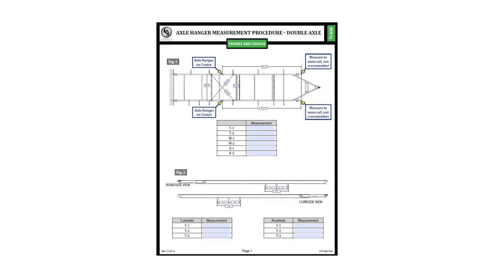Please accompany document TI-58 with clear pictures of all points of issue. Be sure tire wear pictures are shot straight on. This completes the axle hanger measurement procedure for the double axle trailer.